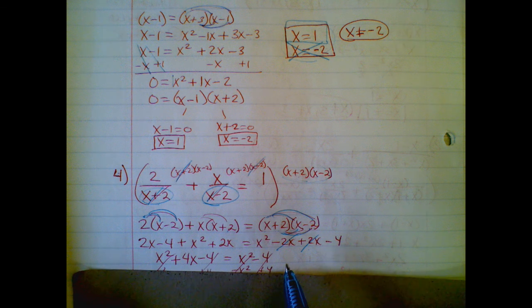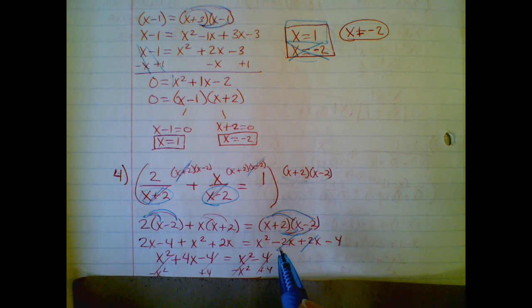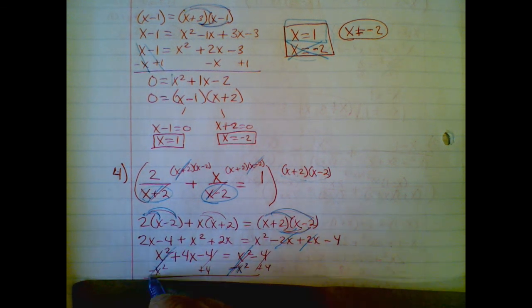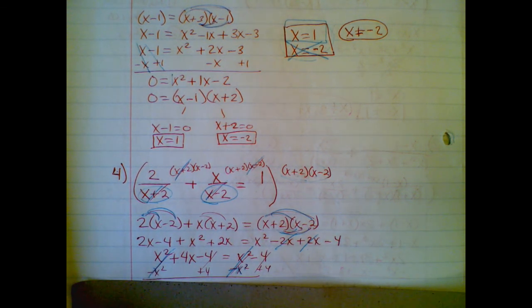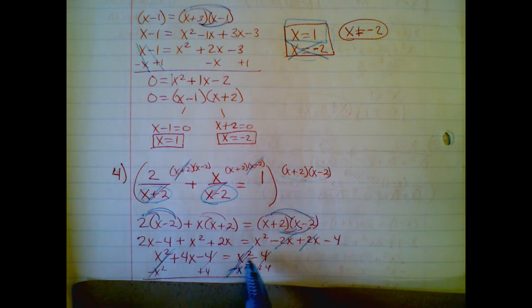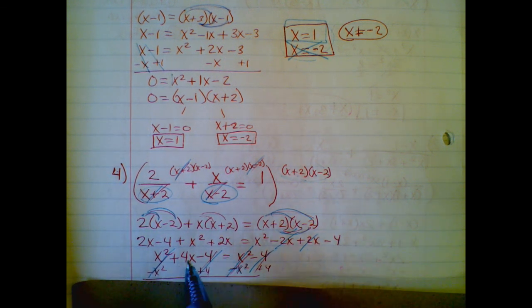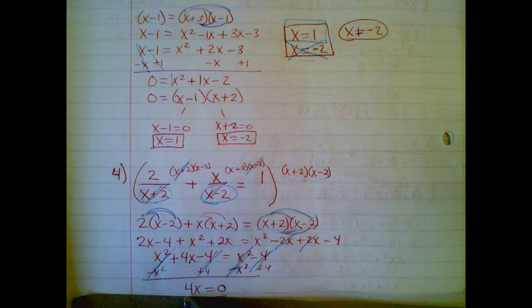Now from here, I want to start combining my x squared. So when I subtract my x squared on both sides, notice they cancel out on both sides. And then from there, if I try to combine my negative 4's and I add 4 on both sides, those cancel out also. So then I'm just left with this 4x, so I bring that down. Over here, everything cancels out, so I just get 0. So I have 4x equals 0.